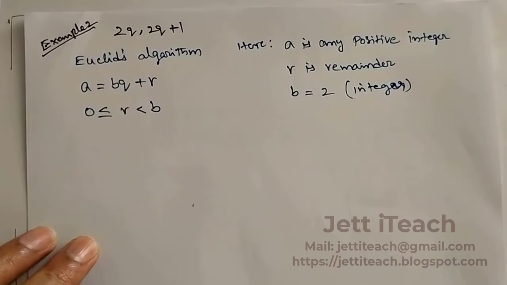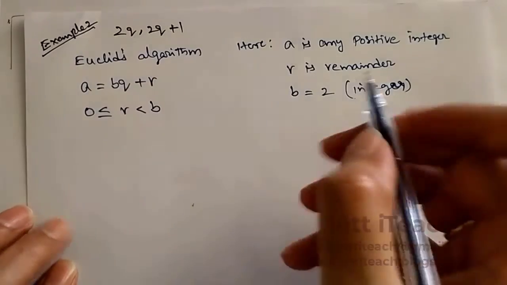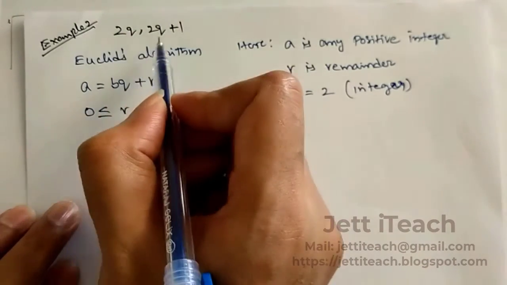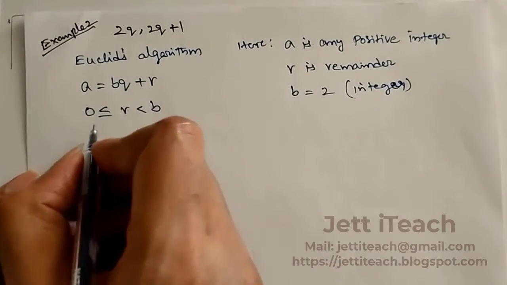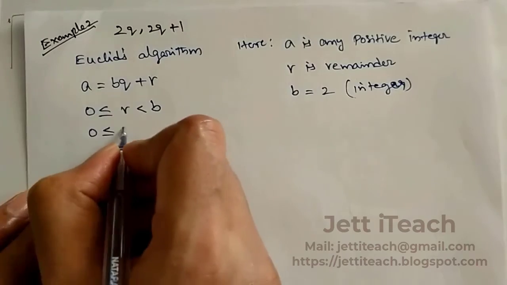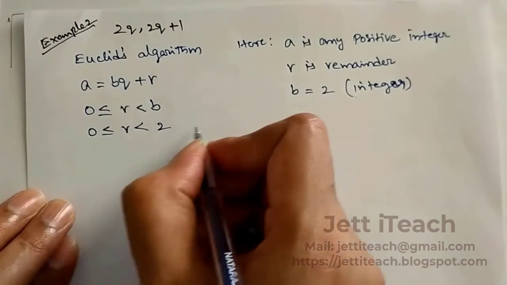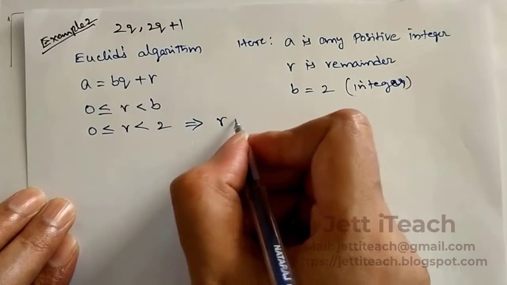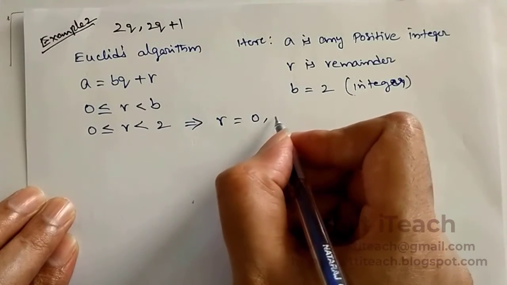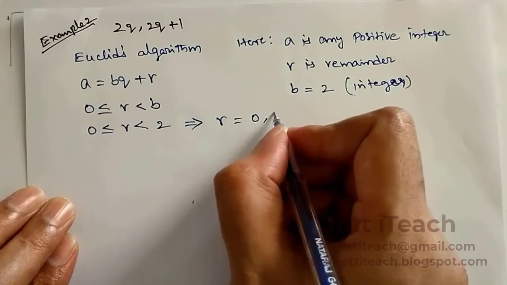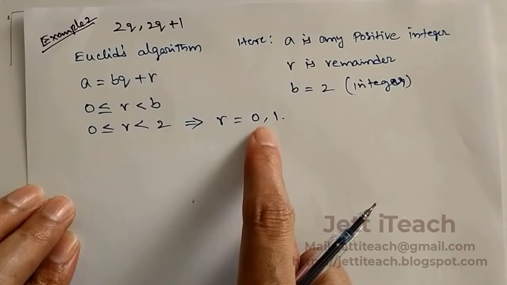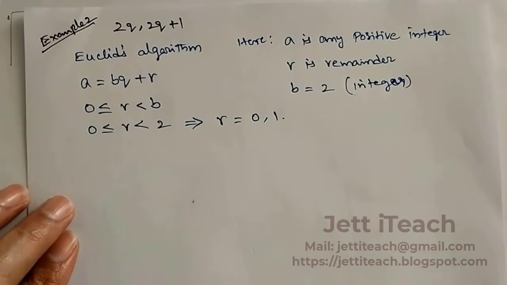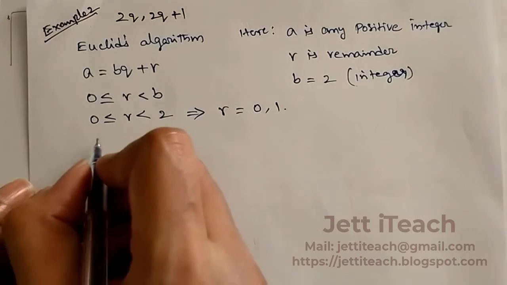Okay. Why are you taking b as 2? The question gives 2q and 2q plus 1, so I have taken b as 2. Now 0 less than or equal to r less than 2. What are the values of r? r will be 0, comma 1. Okay. If the r value is 0 or 1, then what's the value of a?